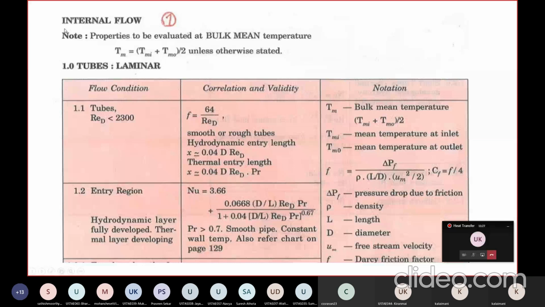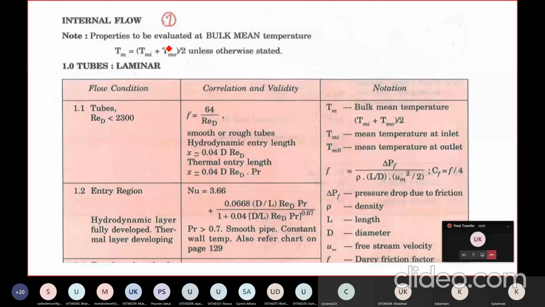In internal flow, the properties are to be evaluated at the bulk mean temperature. Tb, the bulk mean temperature, is equal to the inlet temperature of the fluid plus the outlet temperature of the fluid, divided by 2. We use this relation to calculate the properties, which are evaluated at the bulk mean temperature.